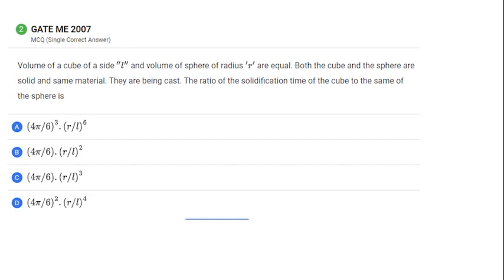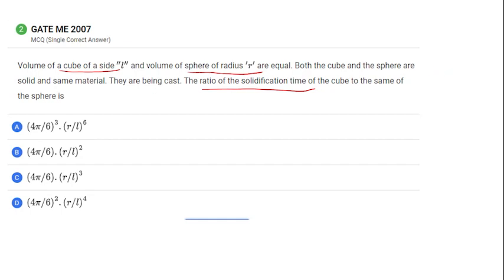Okay. So let's read this question again. The volume of a cube of side L and the volume of a sphere of radius R are equal. So we have one cube and one sphere whose volumes are equal. Both the cube and the sphere are solid and of the same material, and they are being cast. The question asks for the ratio of the solidification time of the cube to that of the sphere. What is given is one cube of side L and one sphere of radius R, both having the same volume.